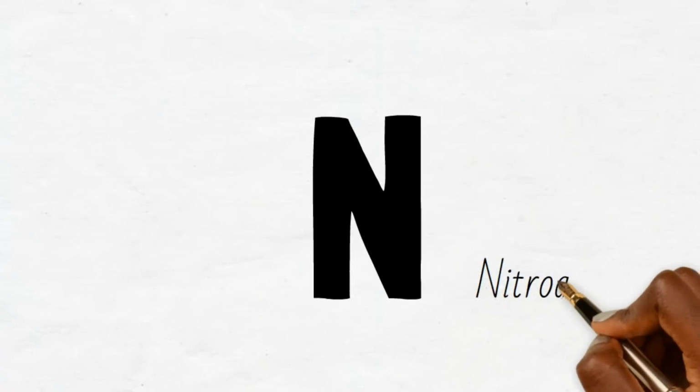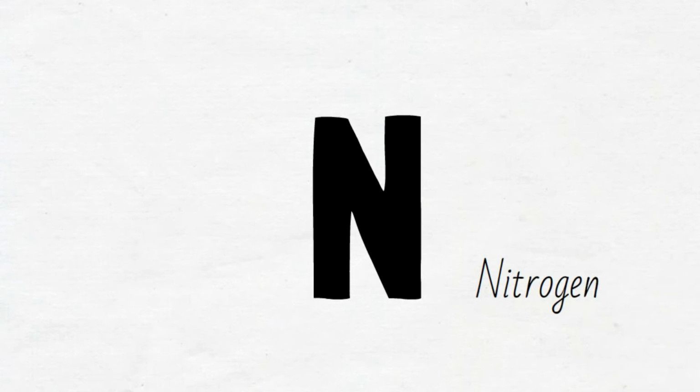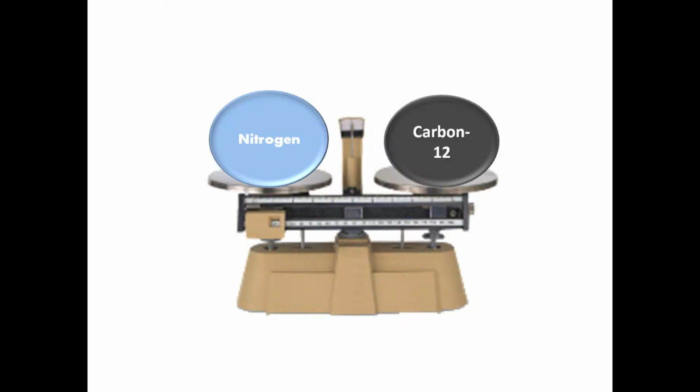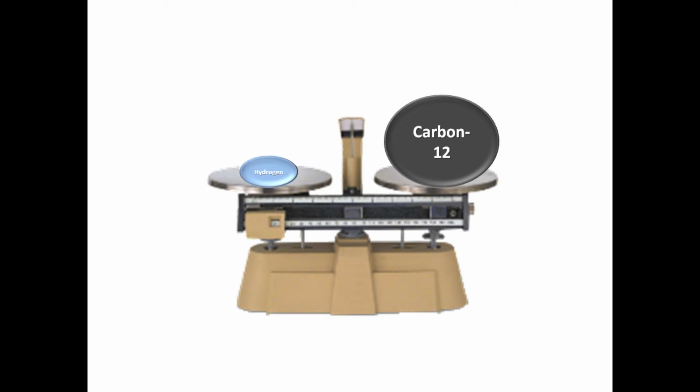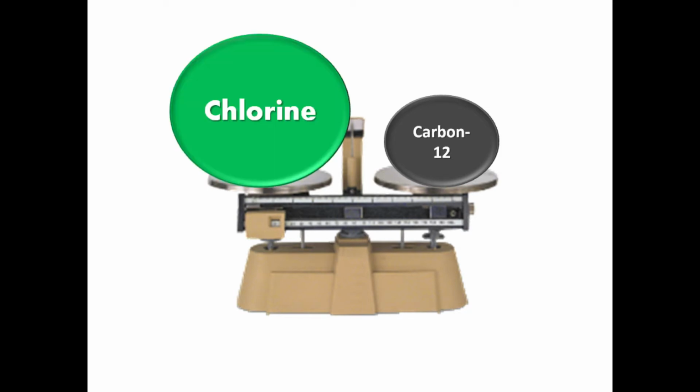Nitrogen falls in position 7 in the periodic table because it has 7 protons. That 7 will be the number that goes to the bottom. The number that goes to the top is 14. This number represents the mass or weight of the nitrogen atom when measured against the carbon-12 scale. The carbon-12 scale is the standard scale that all the elements in the periodic table are measured against.